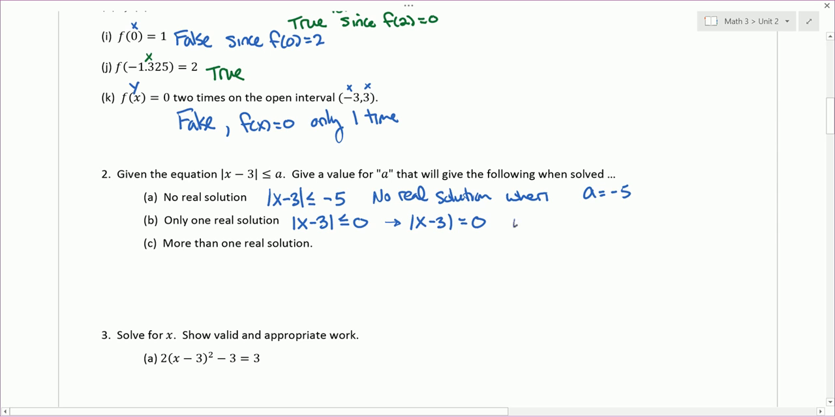So this is true when a is equal to 0. If we want more than one solution, we just make sure a is greater than 0. So pick any number bigger than 0. 2 would work. So that's going to work. So let a equal 2.